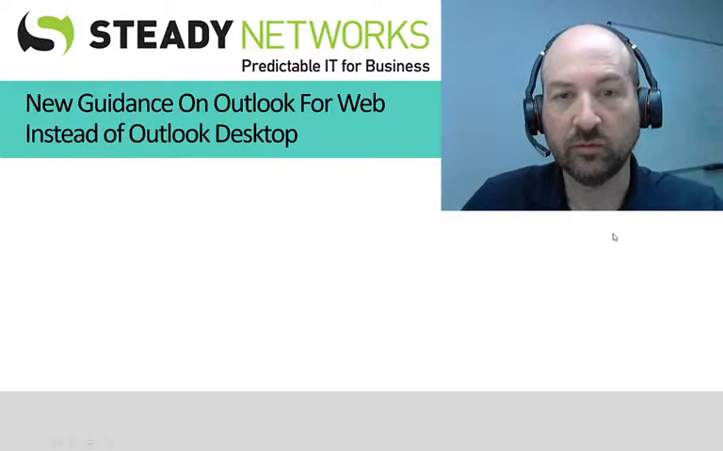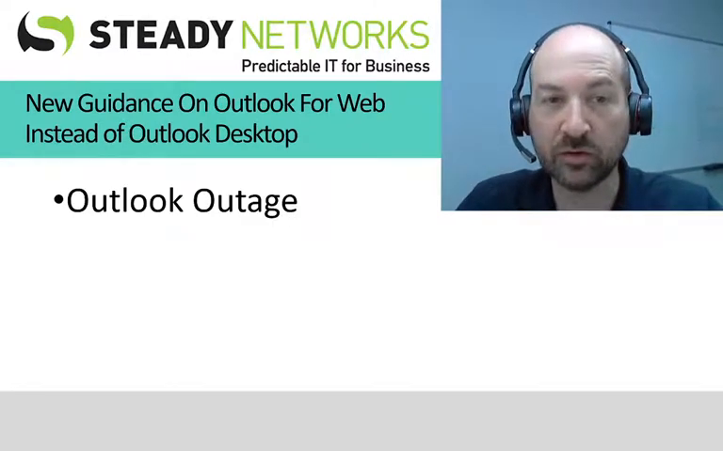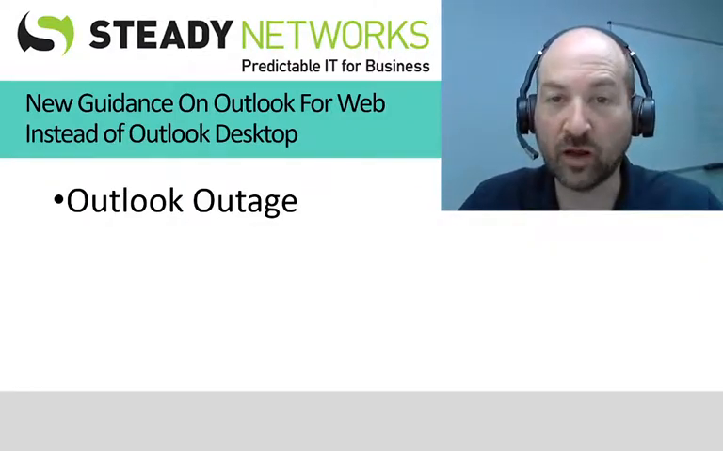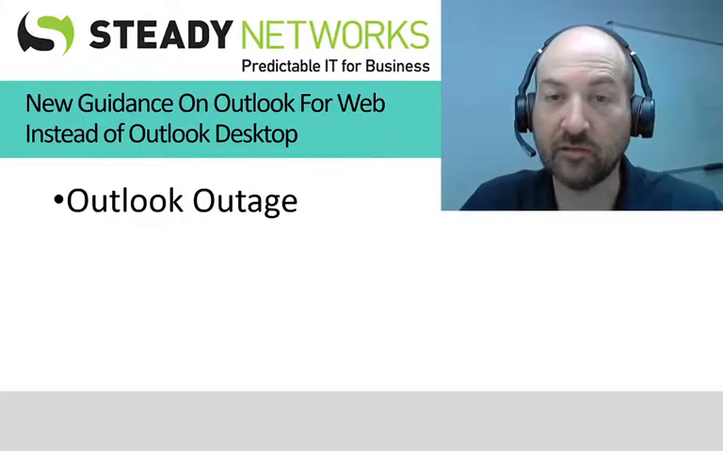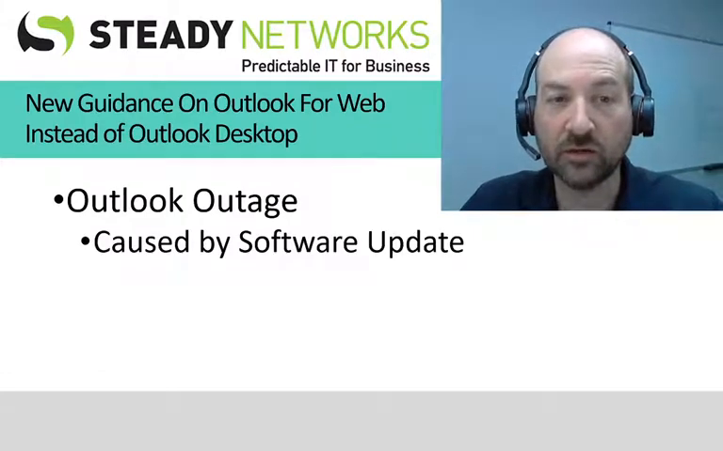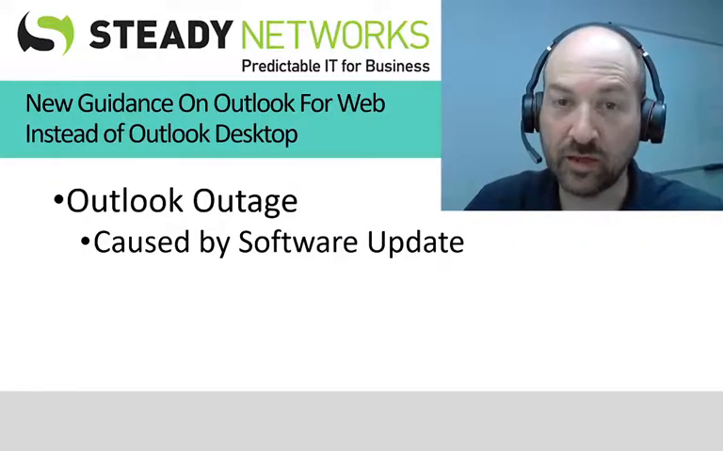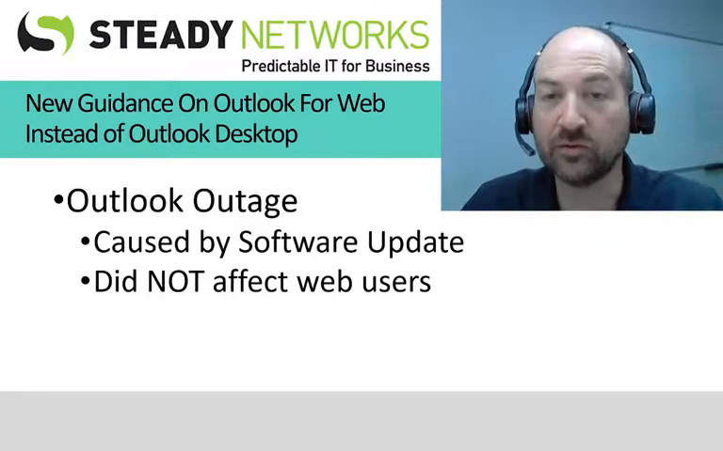First of all, what prompted me to start looking at this and talking about it is there was an Outlook outage a few weeks ago. Our help desk was flooded with questions about why Outlook wasn't working while we at Steady Networks, our internal staff, was not having any issues. And the reason why is because there was an outage caused by a software update to the desktop version of Outlook. It did not affect web users.